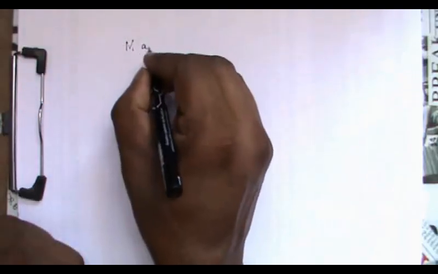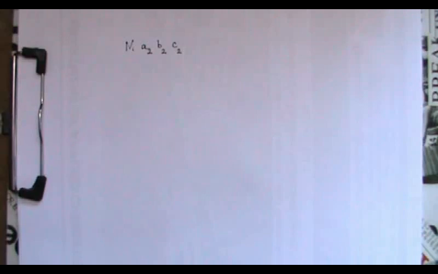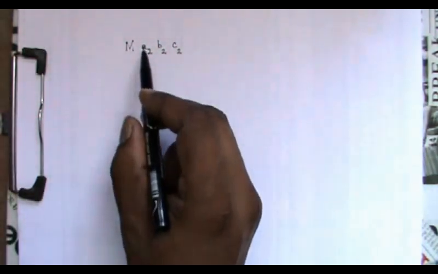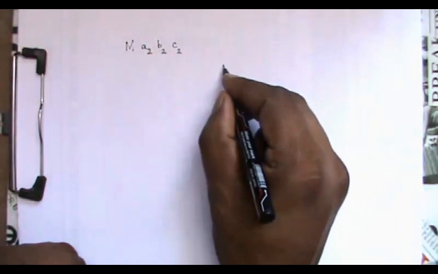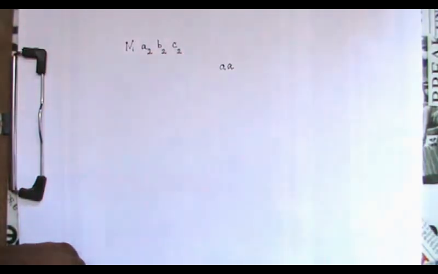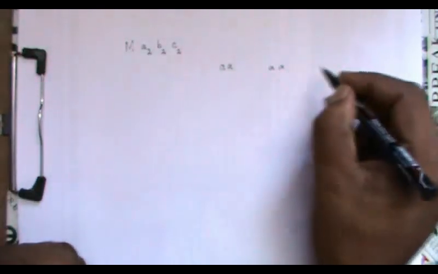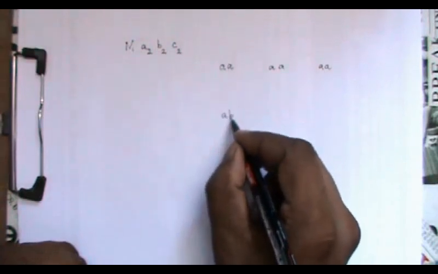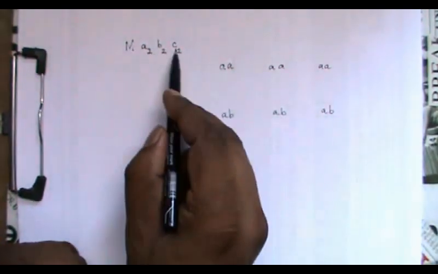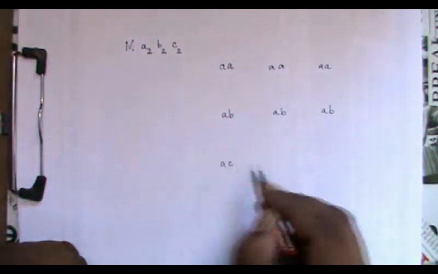Metal is attached with these ligands. In that case, how many stereoisomers are possible? Opposite to A, I can have A. That is one possibility. Let's take that first. Opposite to A, I can have B. That is the second possibility. Opposite to A, I can have C. So that is the third possibility.